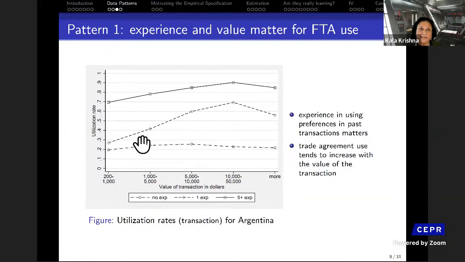You have one experience, and now, hey, it's rising with the value of the transaction. It looks like there's a little dip here, but I'm not sure that really matters. Now you have 5 or more experiences. Again, the utilization is still rising, but less steeply with the value of transaction. But the whole curve is above the earlier curves. So it's saying, look, when you have experience, you tend to use it more, and the value of transaction matters less. So that's what you should take away from this picture.